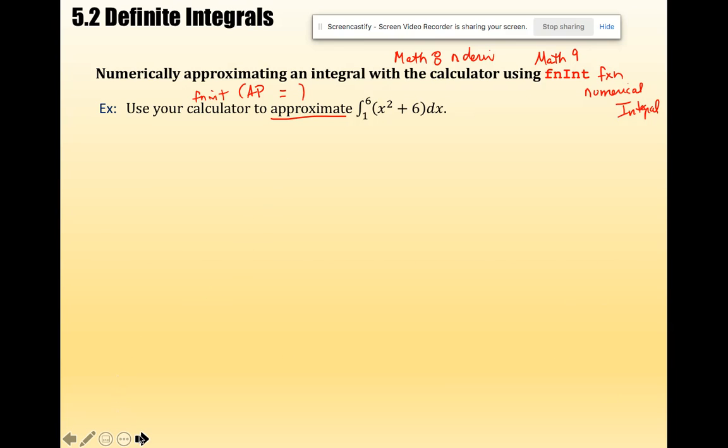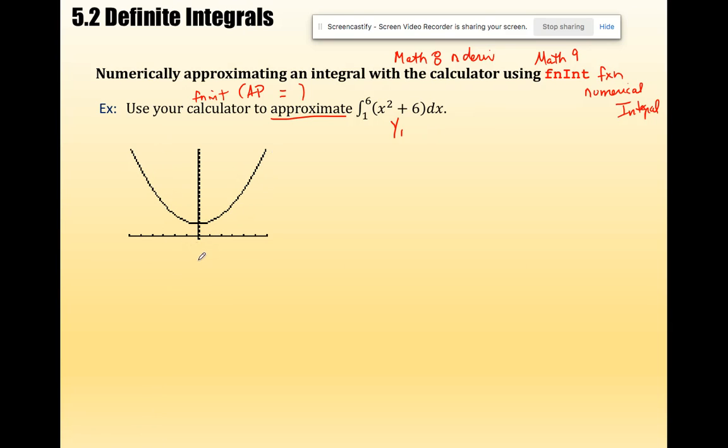So here's what you do. Before you hit Math 9, go to Y1 and put x squared plus 6 into Y1. Then hit Math 9. Now, depending upon how old your software is, you might get one of two screens.